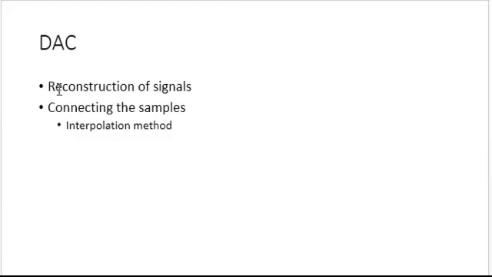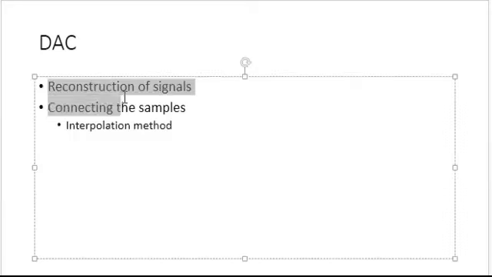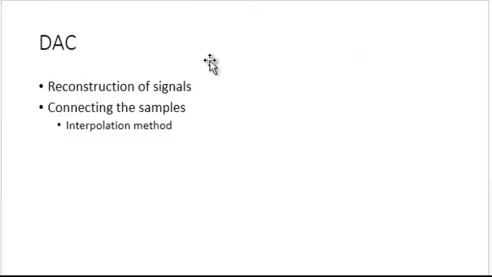So digital to analog conversion is basically reconstruction of the signals, and it indirectly involves connecting the samples. In analog to digital conversion, we took the samples of the input signal. Here, reconstruction means connecting those samples, and this connecting of the samples is termed the interpolation method. Reconstruction of the signal is nothing but connecting the samples, and this is called the interpolation method.